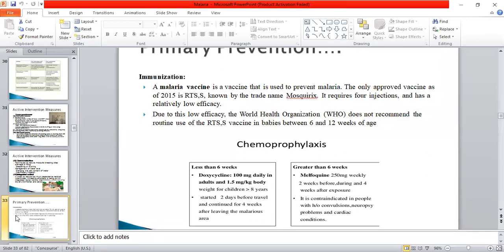In chemoprophylaxis, it is recommended for travelers from non-endemic areas and it is a short-term measure for soldiers, police and labor forces serving in highly endemic areas. Recommendation for short-term chemoprophylaxis, less than 6 weeks, includes doxycycline for children more than 8 years of age, which is started 2 days before travel and continued for 4 weeks after leaving the malaria area. If the chemoprophylaxis is for more than 6 weeks, it includes mefloquine 2 weeks before, during, and 4 weeks after the exposure. It is contraindicated in people with history of convulsions, neuropsychiatric problems, and cardiac conditions.